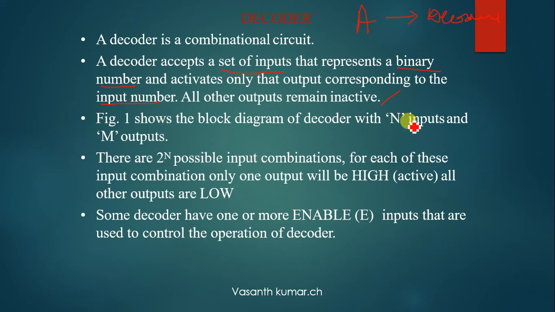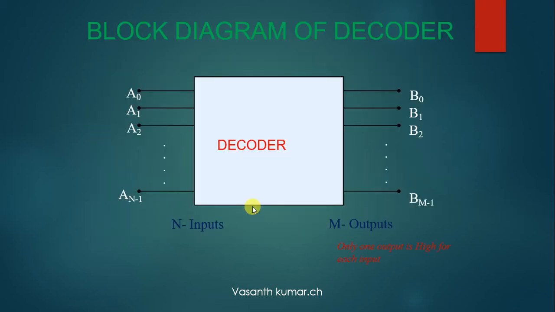We have a block diagram which will appear in the next slides, in which a decoder has n number of inputs and m number of outputs. The relation between input and output is: if there are n possible input combinations, for each input combination only one output will be high and all other outputs will be low. Decoders generally have an enable signal in order to enable the circuit.